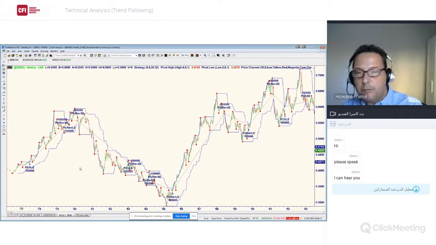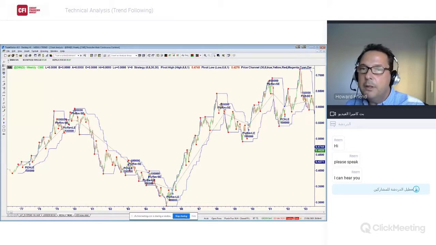I've omitted the midpoint for this particular purpose. Going back a long, long time, the 1970s, the 1980s, 1990s, you can see the Donchian channel gives you a very good indication of the major trend for the dollar against the German mark in this case.